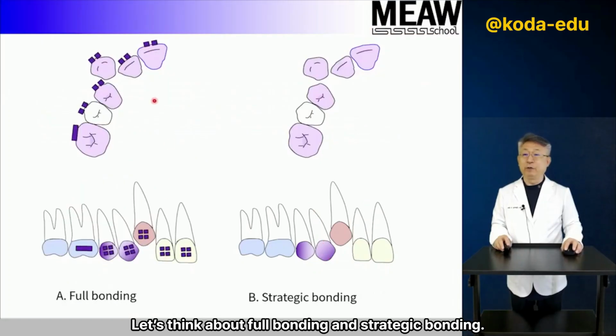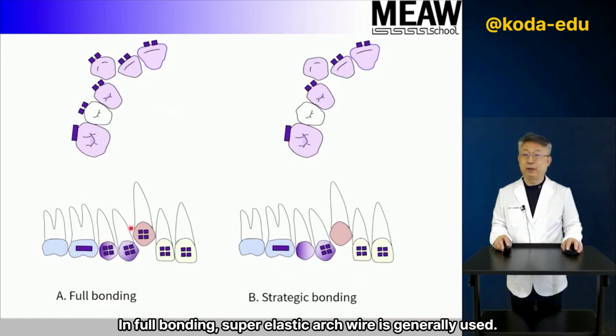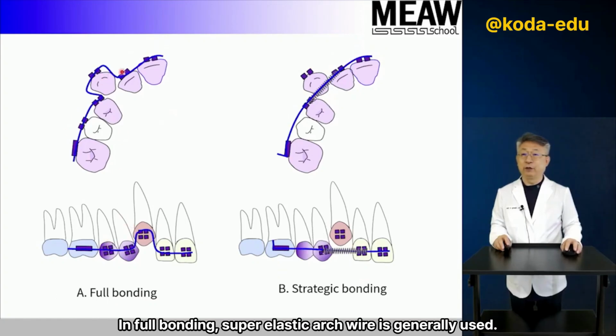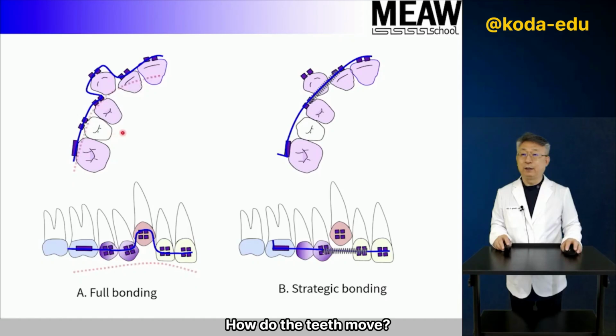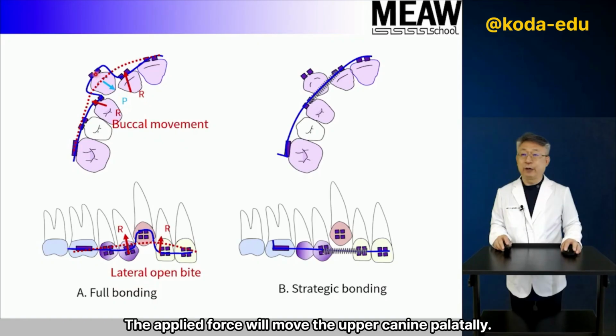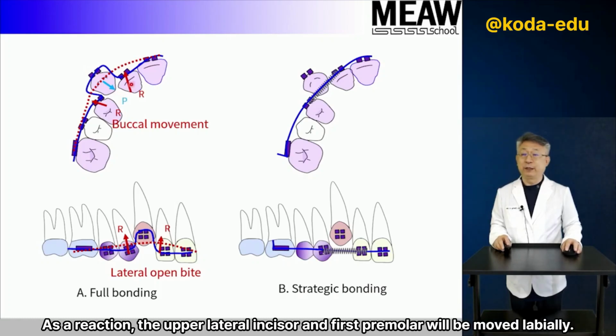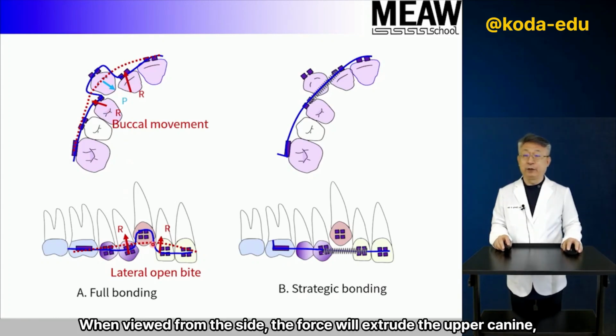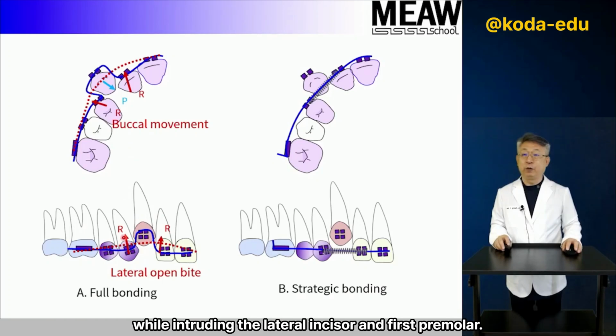Let's think about full bonding and strategic bonding. In full bonding, super-elastic archwires are generally used. How do the teeth move? The applied force will move the upper canine palatally. As a reaction, the upper lateral incisor and first premolar will be moved labially. When viewed from the side, the force will extrude the upper canine, while intruding the lateral incisor and first premolar.